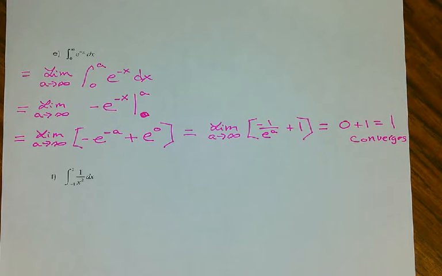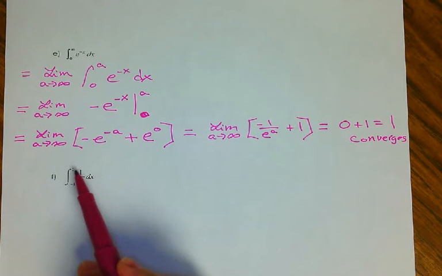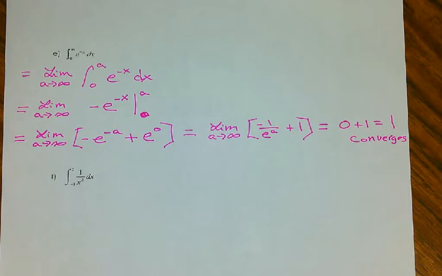All right, and then we'll move on to F. In F, you'll notice that it doesn't have an infinity in the bounds, but if you plugged in one of the bounds here, if you have a 0 in the denominator, that is bad news. So this is still, by definition, an improper integral.